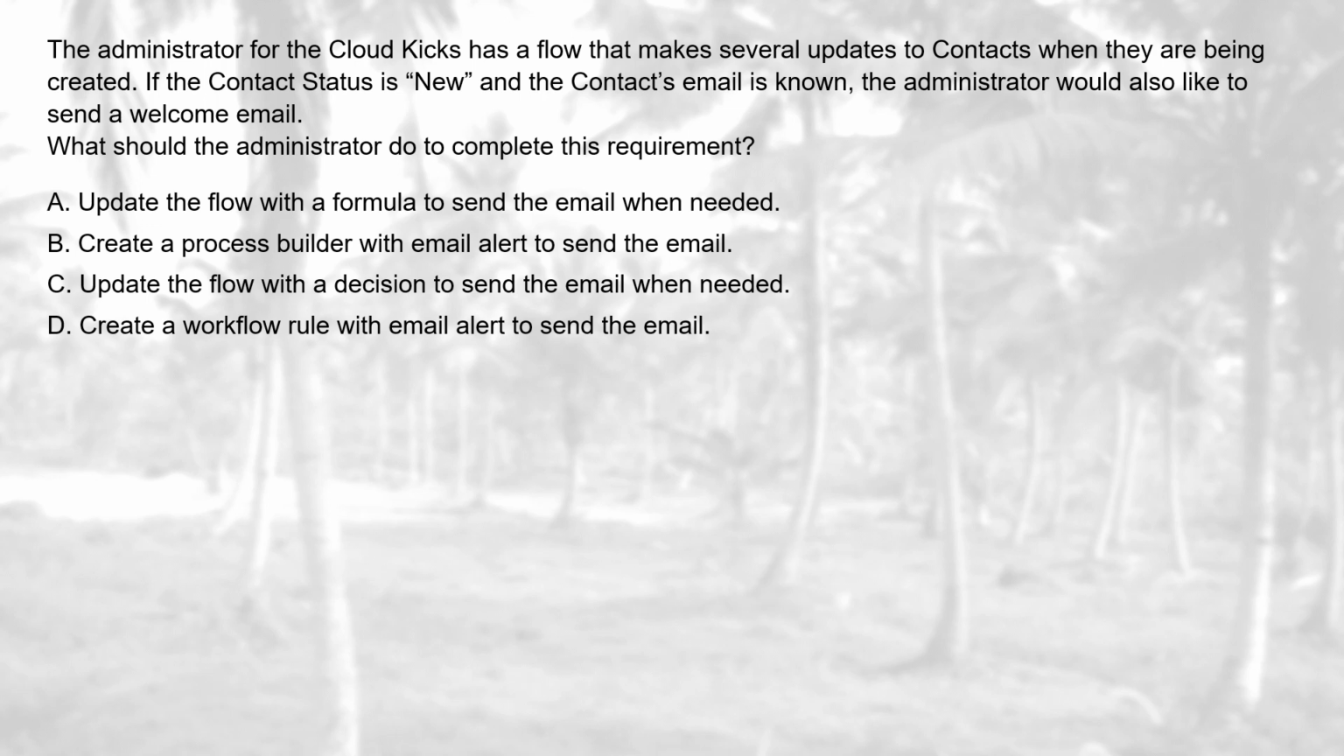So what we have next is create a workflow rule with the email alert to send the email. This sounds a lot like the one above it, but it's a workflow rule with an email alert to send the email. And so it would be triggered every single time someone changes their email address, changes their phone number, anything like that. But C has a decision, and the decision is new, and the email is known. So I'm going to go with C, update the flow with a decision to send the email when needed. And we are correct.